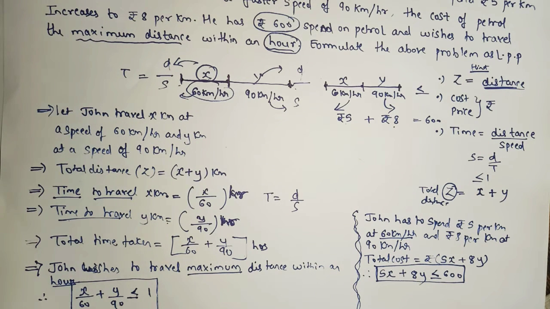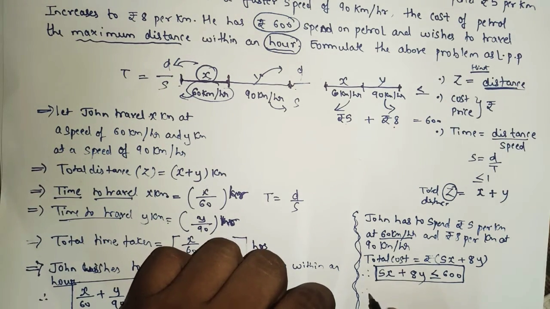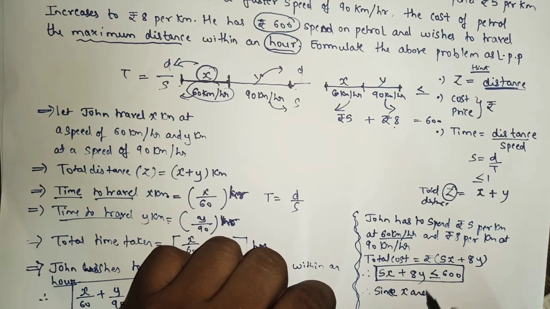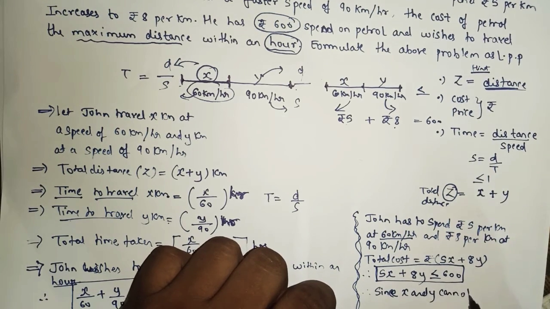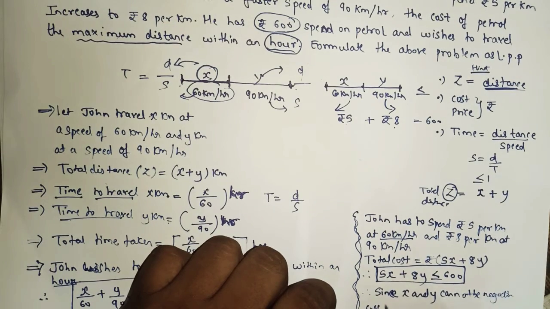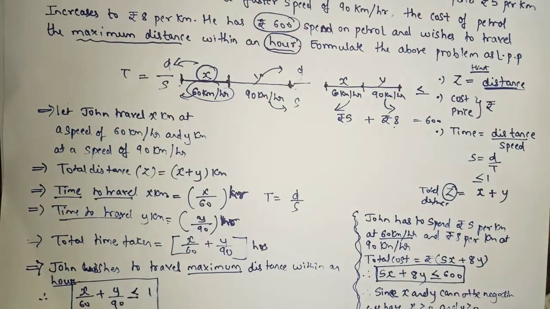So now the next part you will write what? Since x and y cannot be negative, so we have x greater than 0 and y greater than 0. I hope you all understood till here.